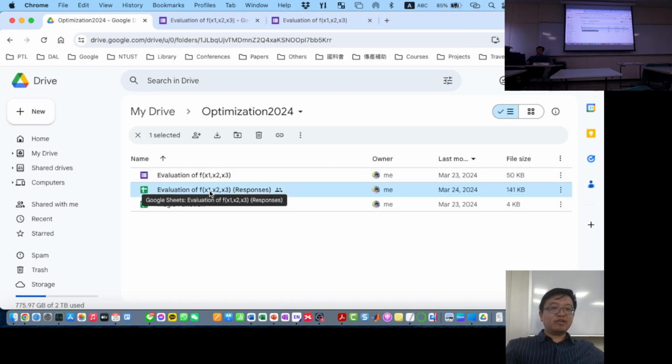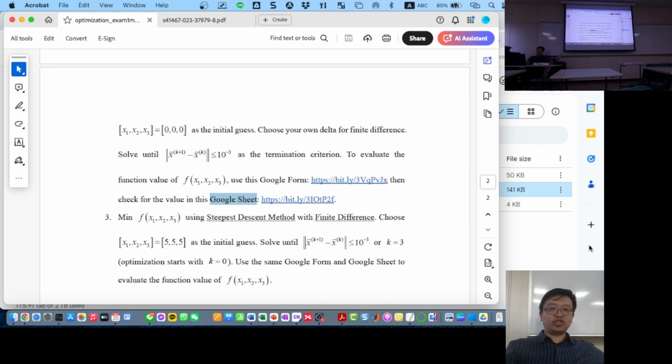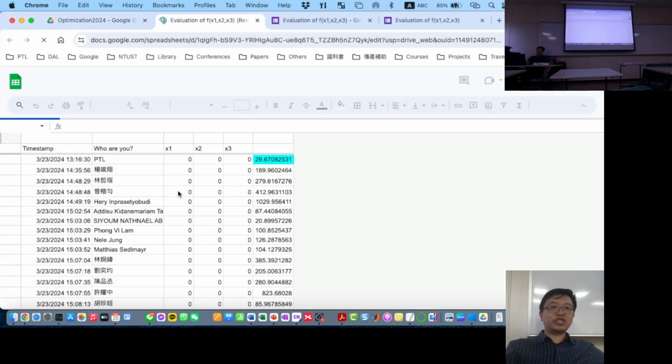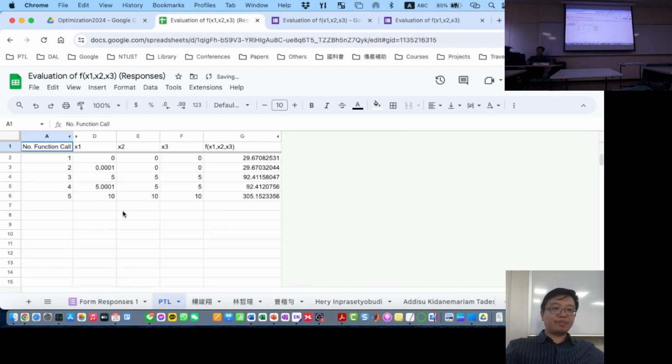There's a response Google Sheet right here. The hyperlink can be found right here, the Google Sheet. So go to the Google Sheet. Go to the tab under your name. Then 10, 10, 10 was the trial. So this sheet will give me a response of the function. But it doesn't show any hint about the function itself. You have no idea what happened. So I'm going to let you know how I did it.